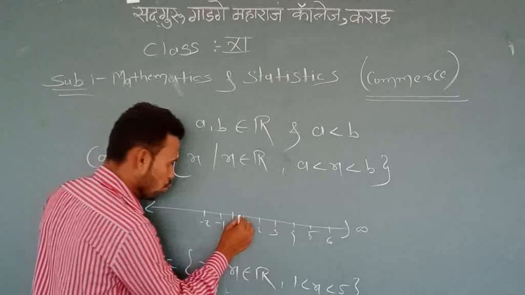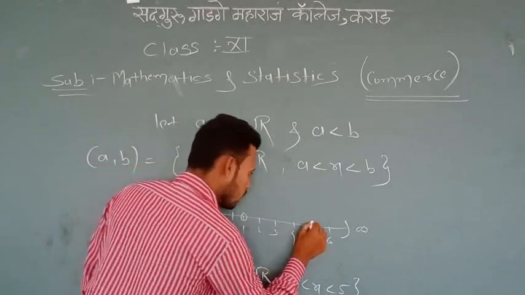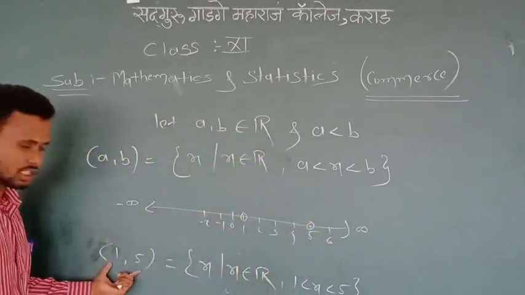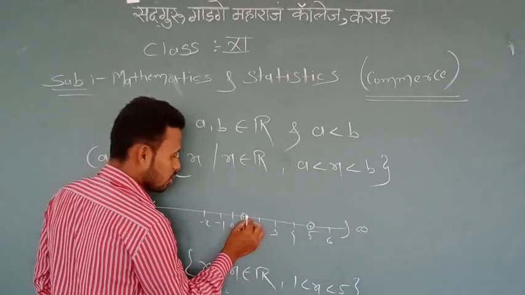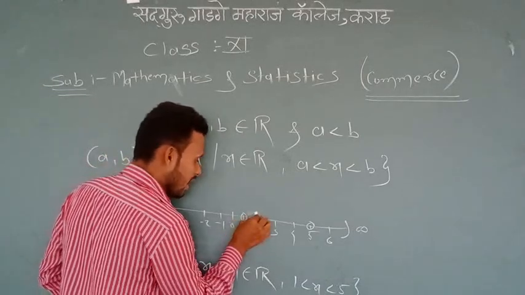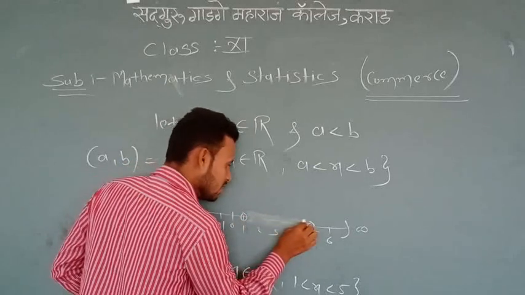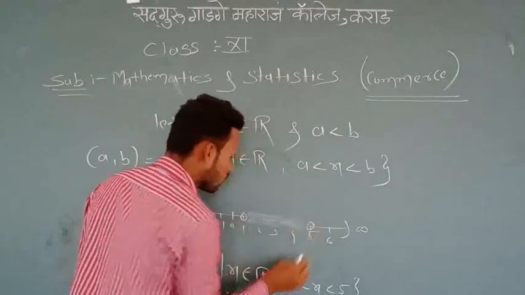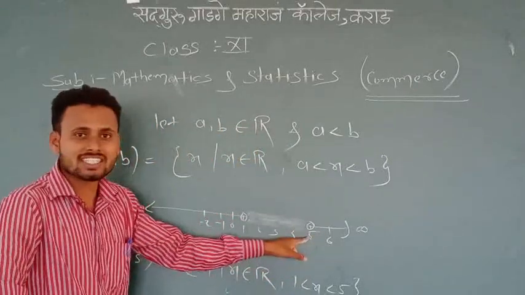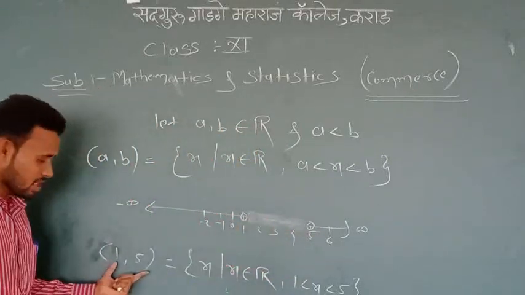Open interval 1 to 5. It means in this open interval, which numbers will come? All these real numbers which start after 1 and go on till 5, but 5 is not considered in that set. Open interval 1 to 5.